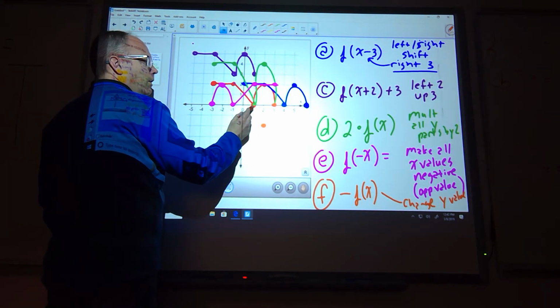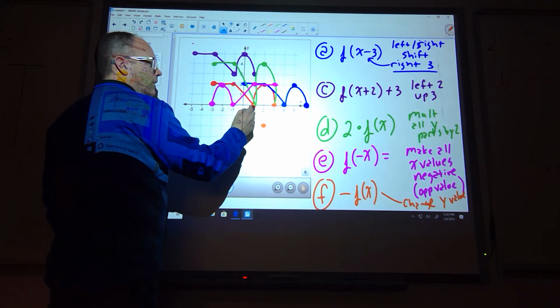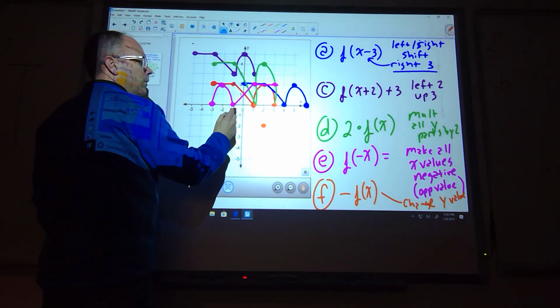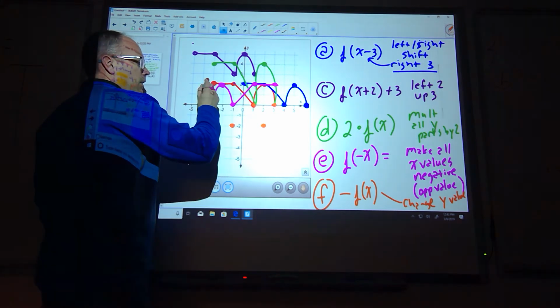What's my y value here? 0. So that stays as is. What is my y value here? 2. So it becomes negative 2. And that's also negative 2.